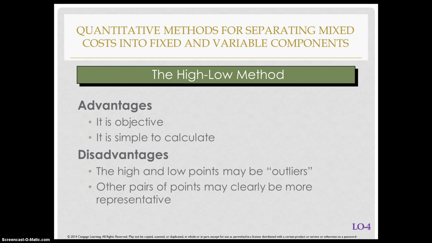So the advantage of this is it's objective. Generally, we have an idea of what our high and low outputs will be. It's very simple to calculate, but there's some disadvantages. The disadvantages are that the high and low points are oftentimes outliers. They don't represent normal activity for a business. And other pairs of points may clearly be more representative.